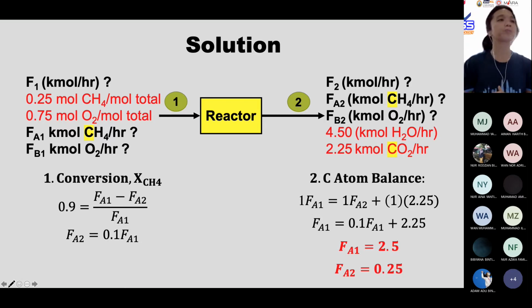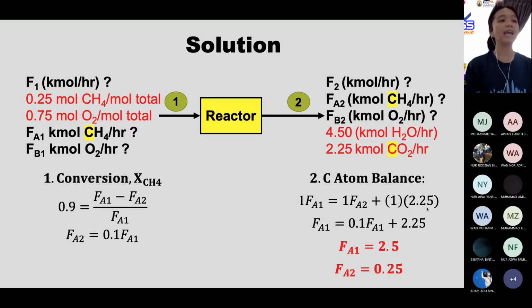Okay, equals to, in the out, the atom carbon comes from methane, atom carbon comes from carbon dioxide. So in methane, satu molekul methane, FA2 ada satu atom carbon. So 1 multiply FA2 plus in carbon dioxide have 1 atom carbon juga. So 1 multiply with 2.25. 2.25 itu apa? Adalah molar flow rate carbon dioxide. So maksudnya molar flow rate atom carbon dalam carbon dioxide itu adalah 1 kali 2.25.